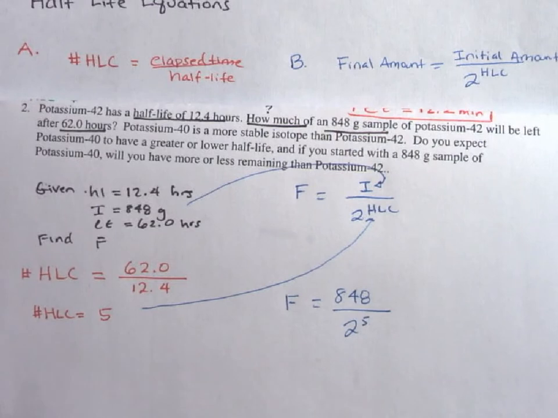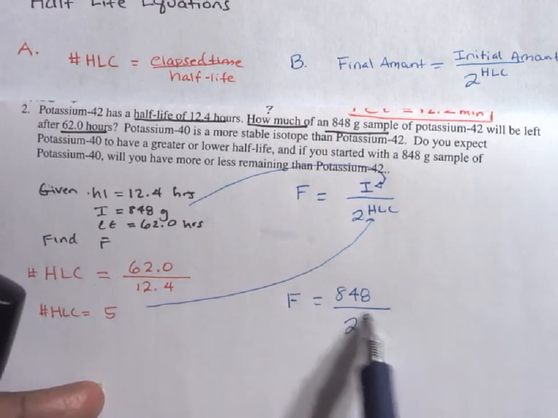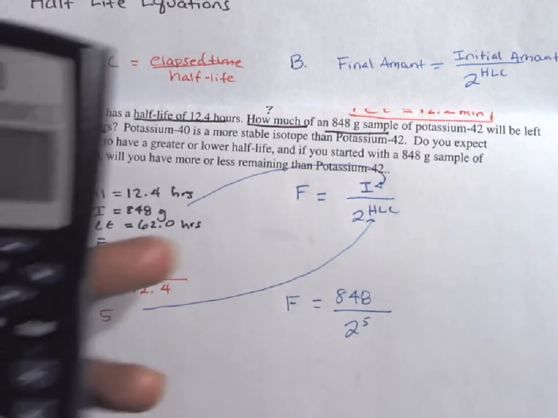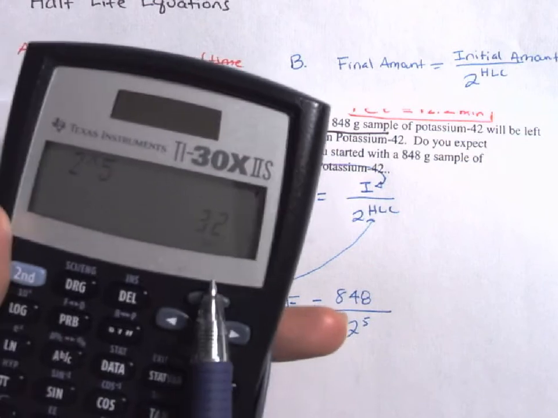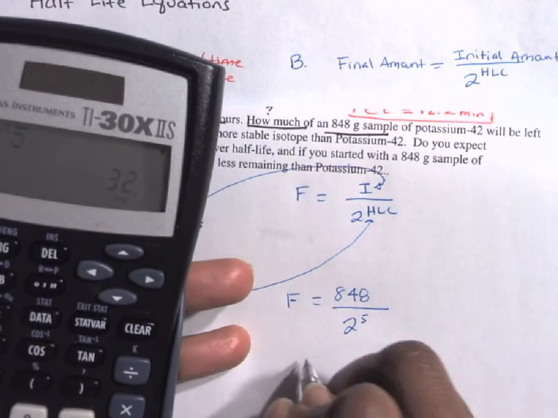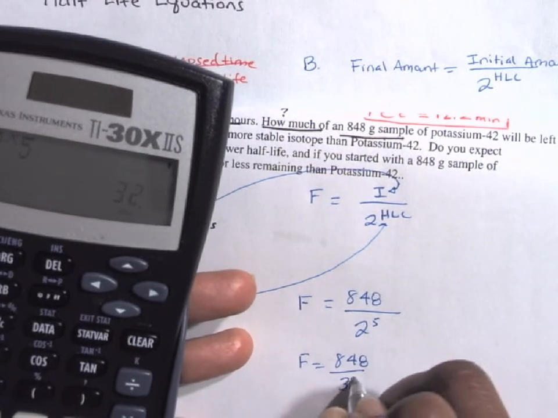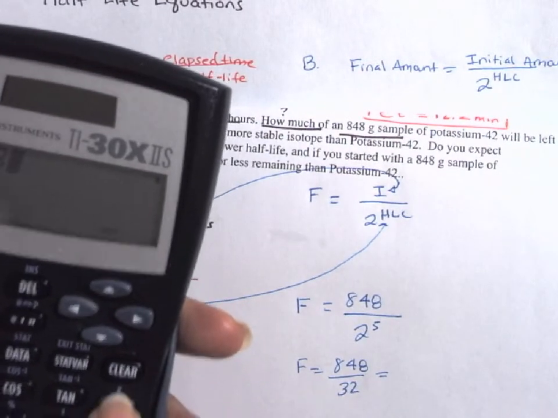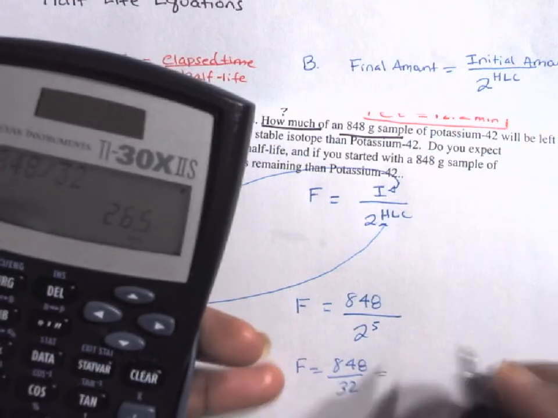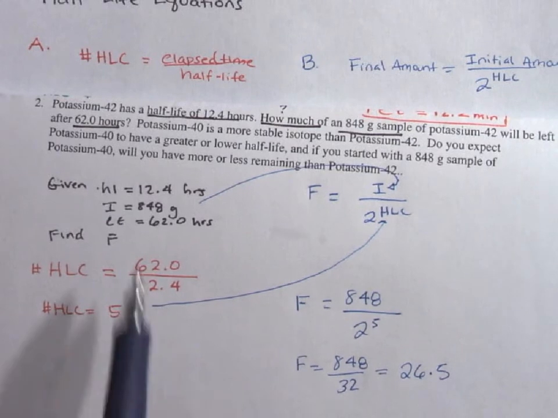And when I do this, of course, I'm going to use my PEMDAS. So I'm going to do my exponent first. 2 raised to the 5th power is 32. So I get F is equal to 848 divided by 32. I can just divide 848 by 32 to get my final amount, and I get 26.5. And I always need to check for my units here.